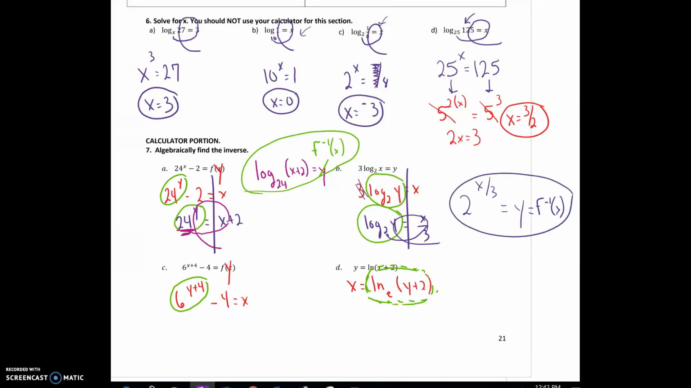And I just realized on 7, I did an e. I shouldn't have done an e. I apologize. I should have done a log. Log 24 of x plus 2 equals y. So I just realized that, wasn't paying attention.